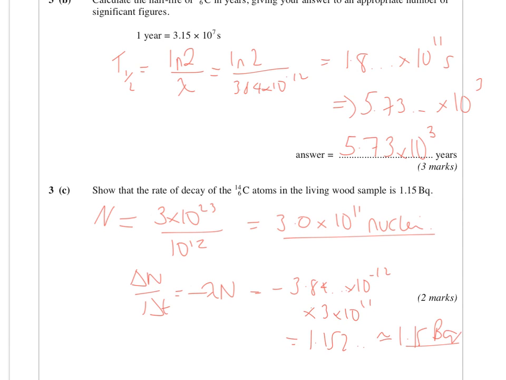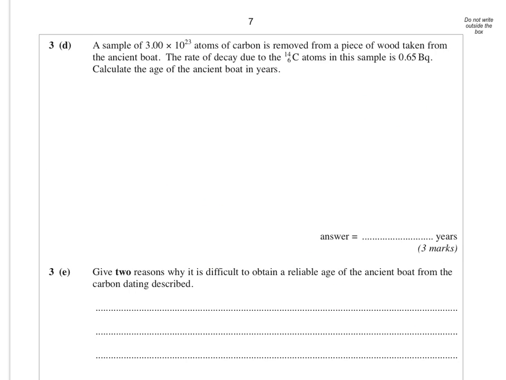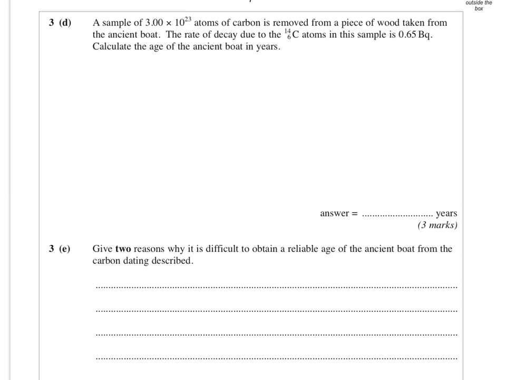Okay, so let's move on. A sample of 3 times 10 to the 23 atoms of carbon is removed from a piece of wood taken from the ancient boat. The rate of decay due to the carbon-14 atoms in the sample is 0.65 becquerels. Calculate the age of the ancient boat in years.